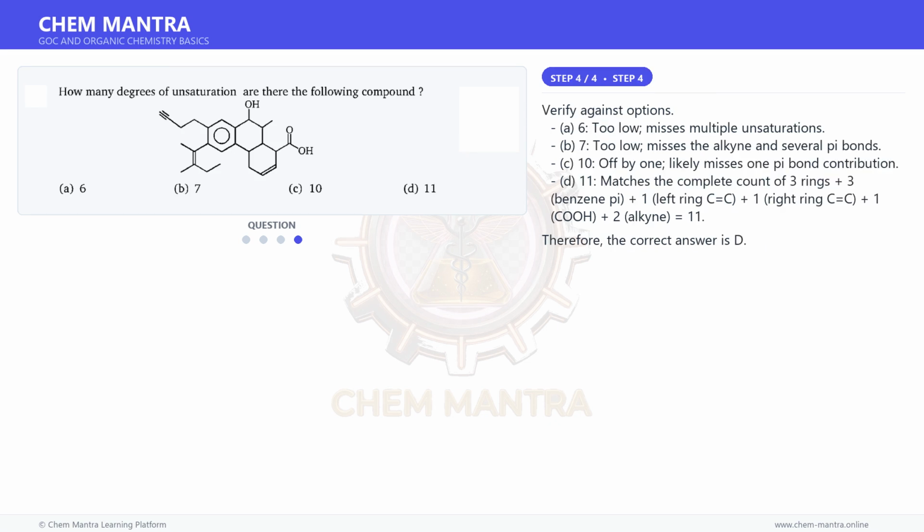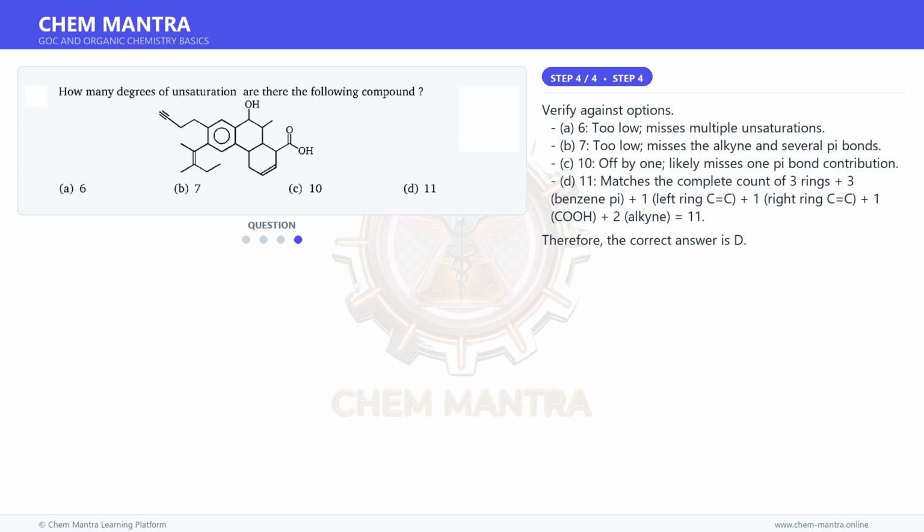And for the final step, verify against options. A. 6, too low, misses multiple unsaturations. B. 7, too low, misses the alkyne and several pi bonds. C. 10, off by 1, likely misses 1 pi bond contribution.